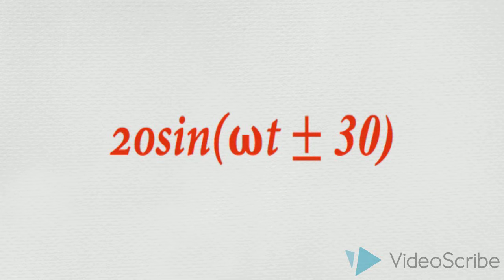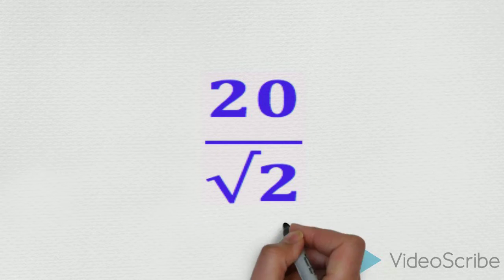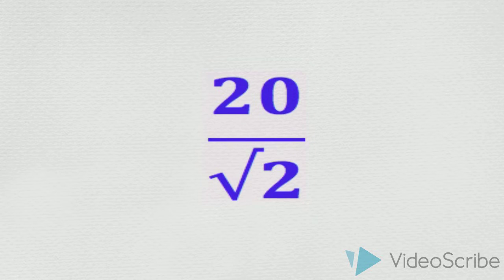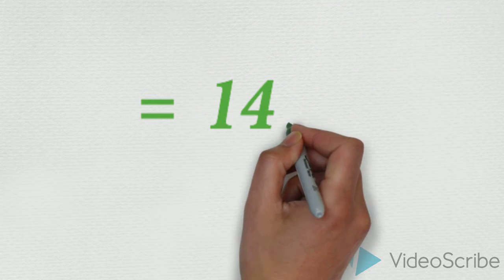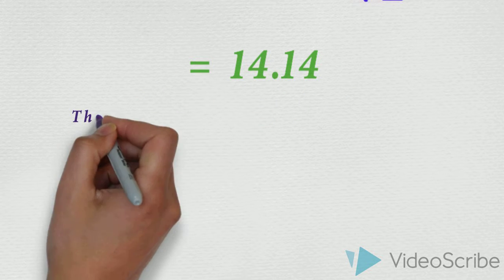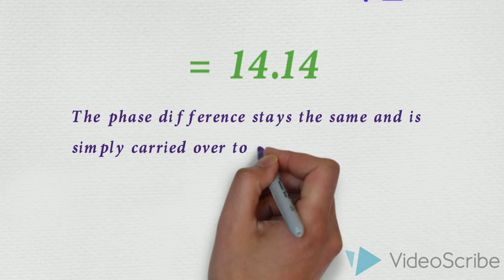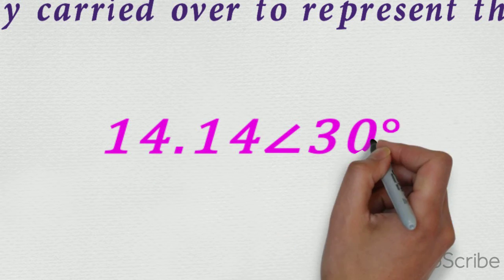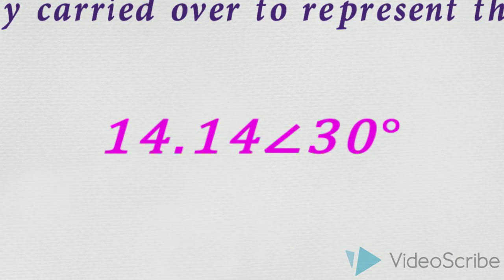Given the example 20 sin(ωt + 30), we start off by converting the sine form into polar form. To do this, we must convert the amplitude 20 into the magnitude by dividing it by the square root of 2 in order to get the RMS value, 14.14. The phase difference stays the same and is simply carried over to represent the direction, and just like that, we now represent the sine wave in the polar form 14.14 angle 30 degrees.